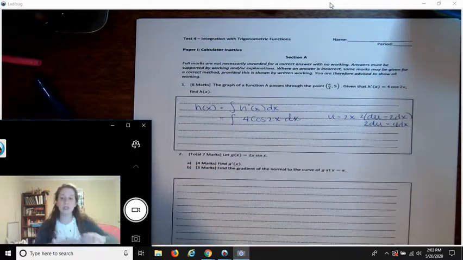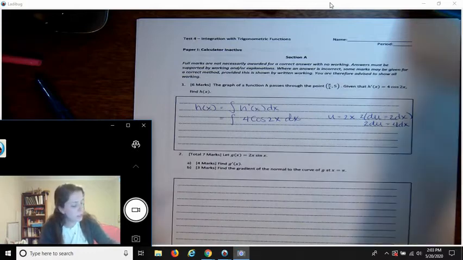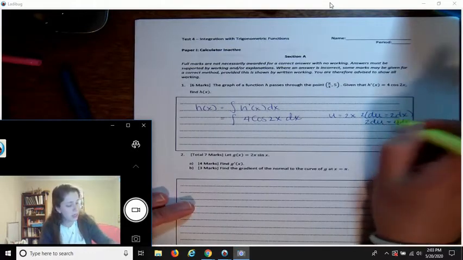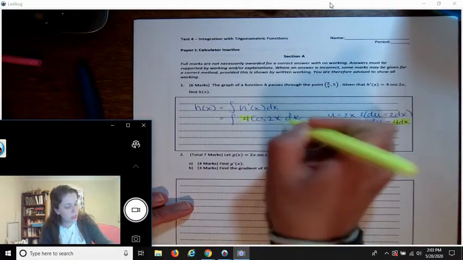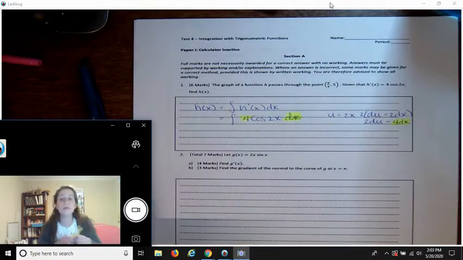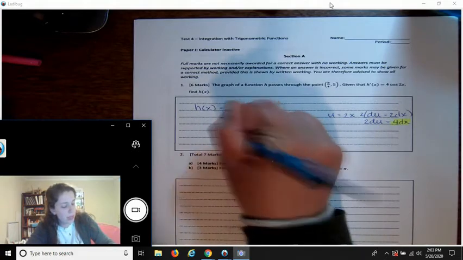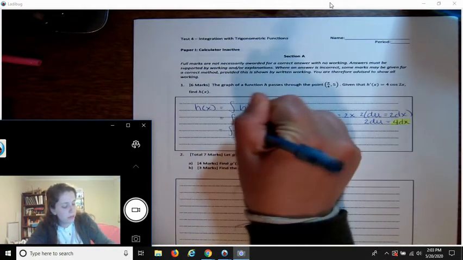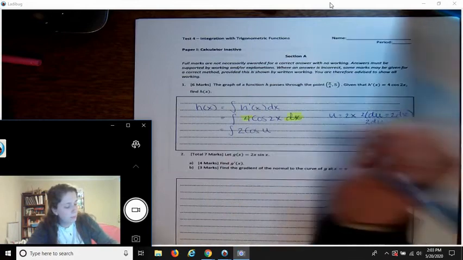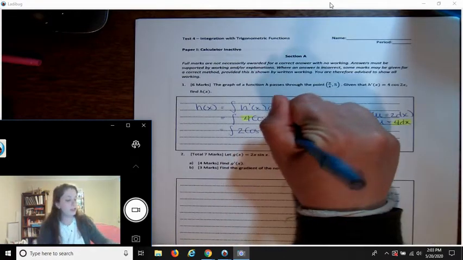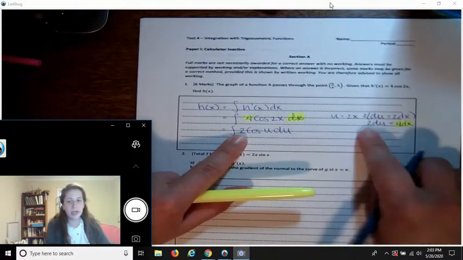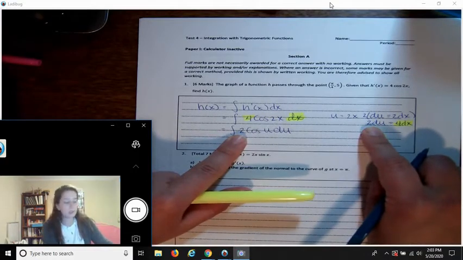Now, apologize, I should have had these highlighters ready to go. The 4 dx that's right here is also in the equation right here. And so we can replace it with 2 du. So we are going to rewrite our integral as 2 cosine of u du. Okay, where the 2 and the du came from right here, and they replaced the 4 and the dx.